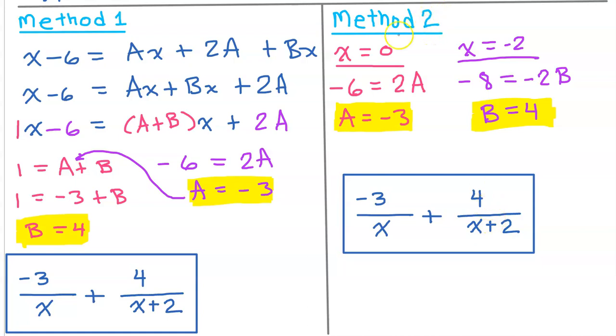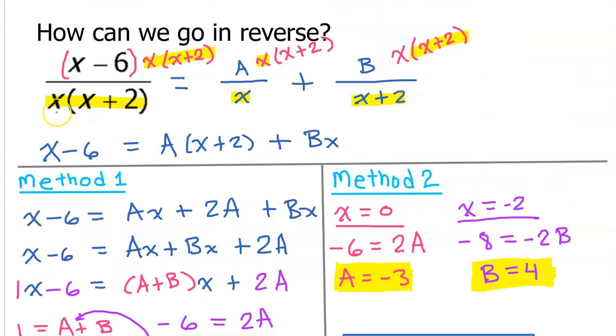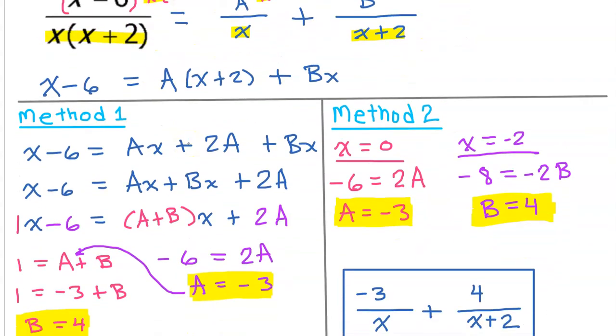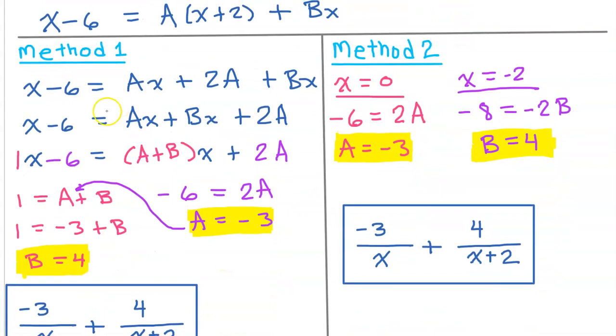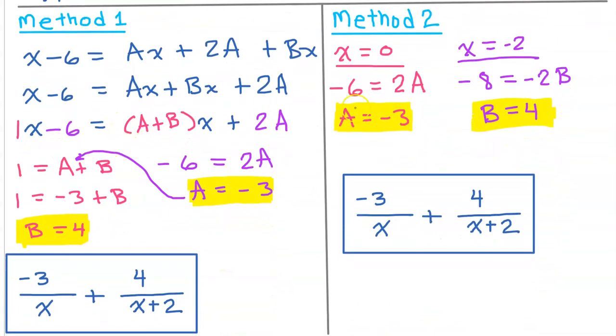Method 2 is usually easier when both factors in the denominator are linear. Notice we don't have any x squared anywhere. When the factors of the denominator are quadratic, then sometimes method 2 doesn't work and we have to do method 1. But most of the time we are going to be using method 2.